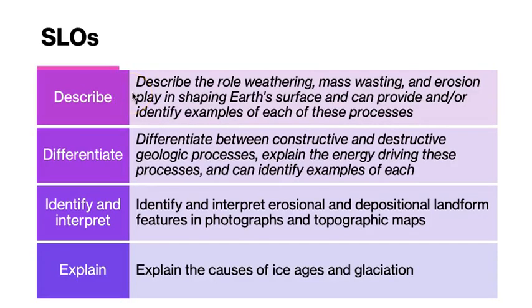Let's first take a look at our student learning outcomes. Through completing this module, you should be able to describe the role weathering, mass wasting, and erosion play in shaping Earth's surface, and can provide and identify examples of each of these processes.